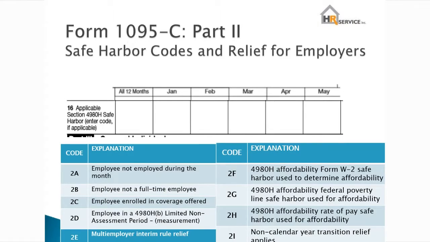For question 16, enter the applicable code, if any, where a situation applies to the employee offering some sort of relief or a safe harbor. So use code 2C if applicable, even if any other code might apply. As you can see, code 2C reads the employee enrolled in coverage offered. Now, you'll need to look at each full-time employee situation and enter the code that applies for them. It could be different employee by employee. So similar to questions 14 and 15, if the same code applies for each month, enter it in the all 12 months column, or enter the applicable codes month by month as needed.